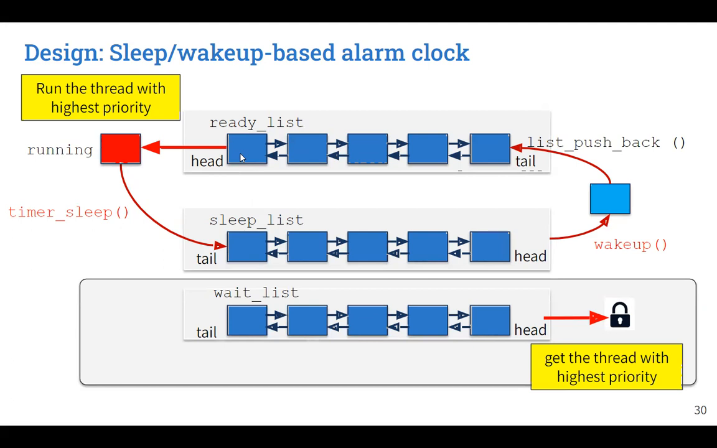With synchronization, we'd have to maintain another list called the wait list. The wait list is a list of threads that are waiting for some synchronization primitives like locks or conditional variables. Here, with priority scheduling, we would want to sort the ready list so that we run the thread with highest priority. And for the wait list, we will want to get the thread with highest priority first and put it back to the ready list once the lock is released.